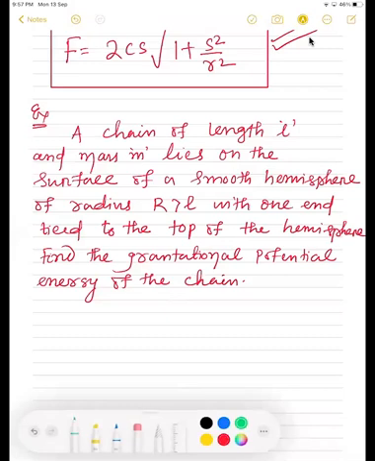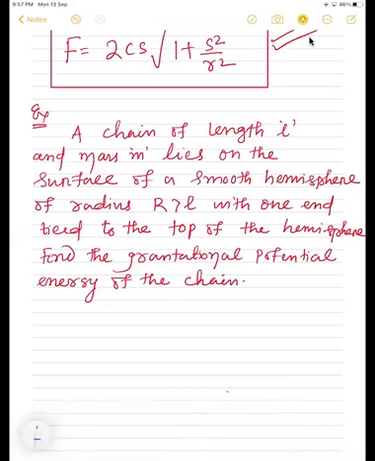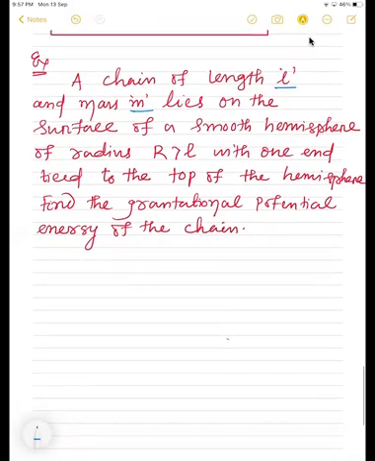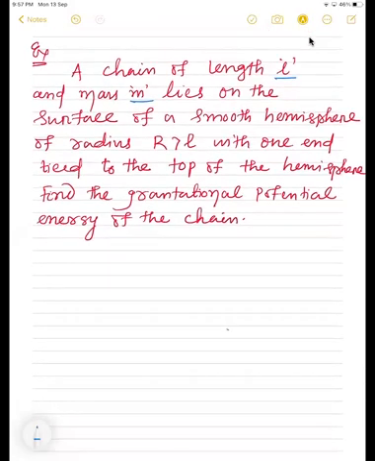Friends, everything is given in this question on the chain of length L, mass m, lies on the surface of a smooth hemisphere of radius r, where the radius is very greater than the length of the chain, with one end tied to the top of the hemisphere. Find the gravitational potential energy of the chain.